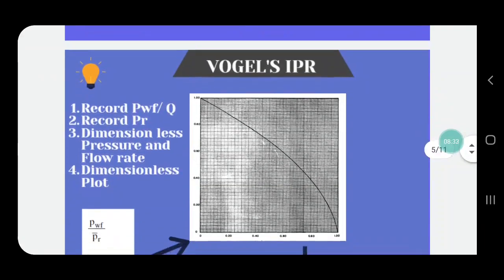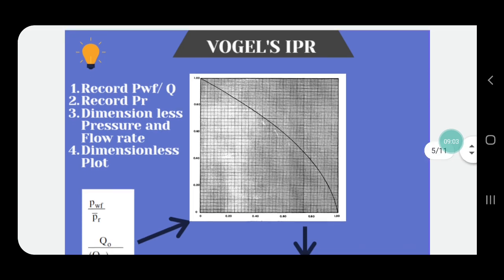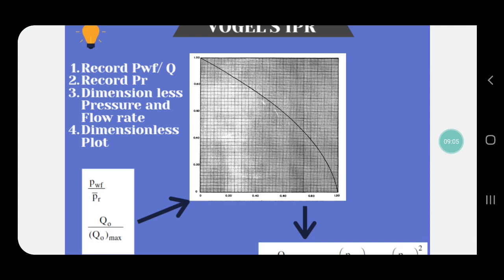Now what he did, he collected different data of PWF versus Q from different reservoirs of varying conditions, and conditions such as GOR and viscosity of fluid were varying, and he also took PWF versus Q data of a single reservoir at different stages. Now instead of making a plot of PWF versus Q, he made a plot of dimensionless pressure versus dimensionless Q.